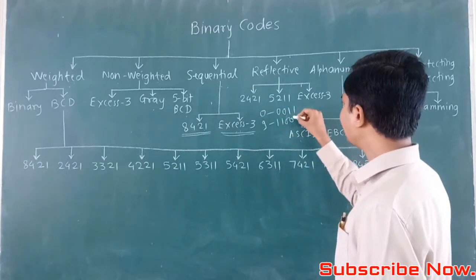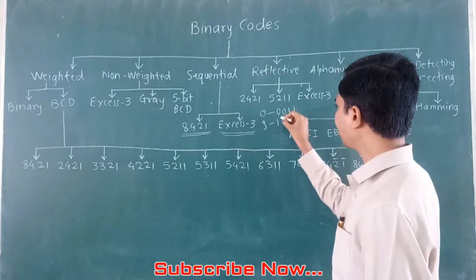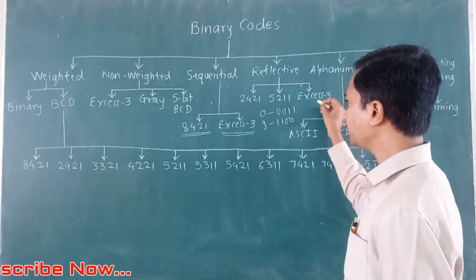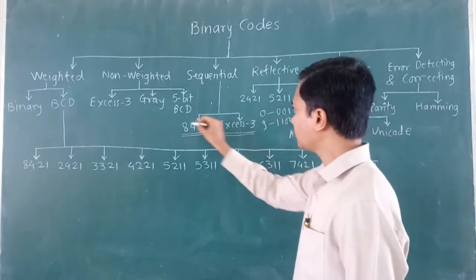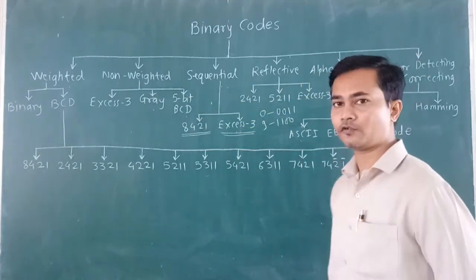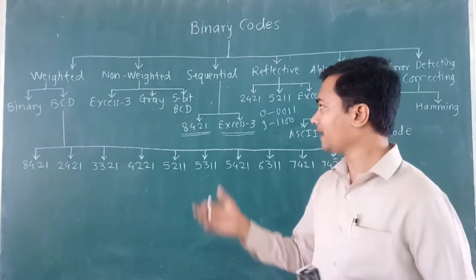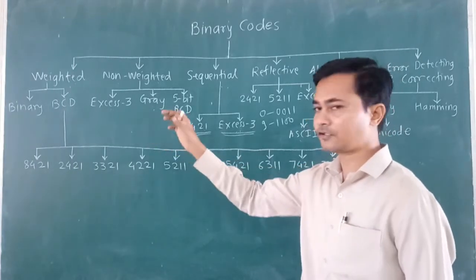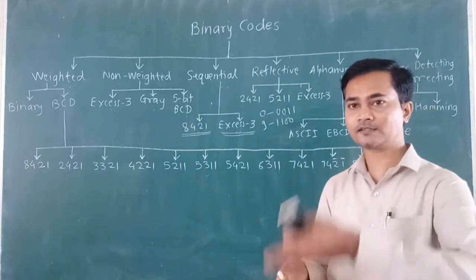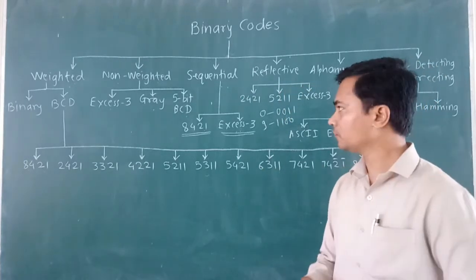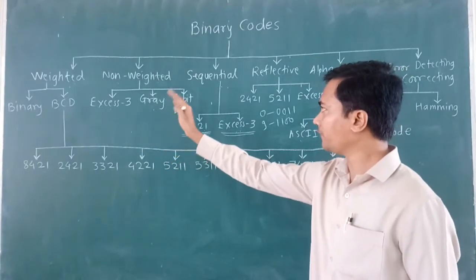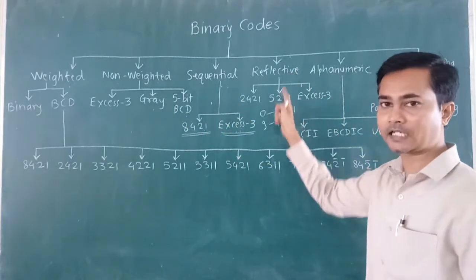Then next is reflective. Reflective also has three types: 2421, 5211 and XS3 code. You can see here that XS3 code is a subtype of non-weighted, sequential and reflective. In many GATE exams they may ask which code is non-weighted, sequential and reflective, with four options given. Your answer must be XS3, because XS3 is non-weighted, sequential as well as reflective.